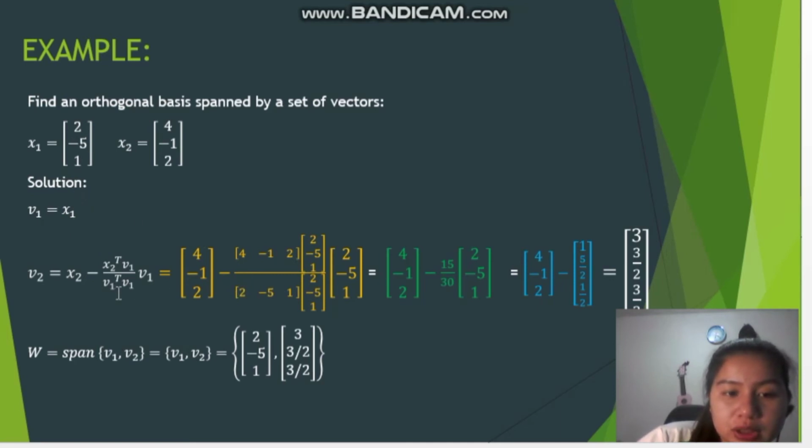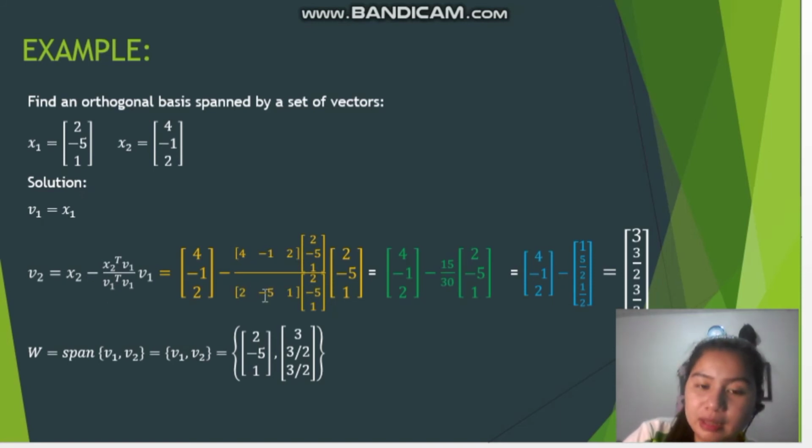So, transpose, ito yan yung formula ha. Therefore, ginawa lang nating row vector. And then, times v sub 1, which is also x sub 1. So, 2, negative 5, 1. Times v sub 1 ulit. So, we have 2, negative 5, and 1. Equals, so, copy lang muna natin si 4, negative 1, and 2.